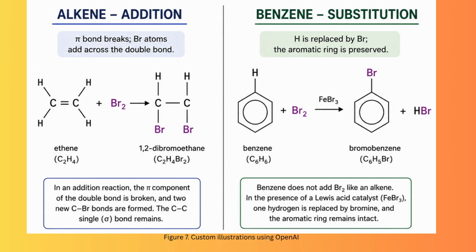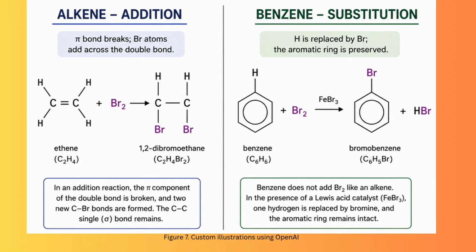This difference becomes really clear when benzene is compared with a typical alkene. An alkene can undergo an addition reaction, where the pi bond breaks and new atoms are added across the double bond. Benzene, however, behaves differently. With a catalyst like iron(III) bromide, it undergoes substitution instead. One hydrogen is replaced by bromine, while the aromatic ring is preserved. This allows benzene to react without losing the stability provided by its delocalized electrons.